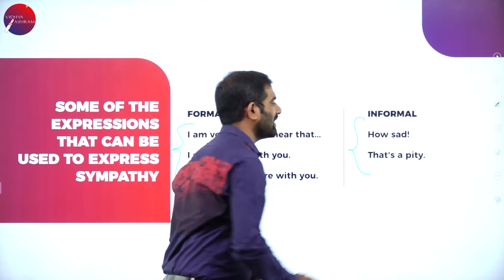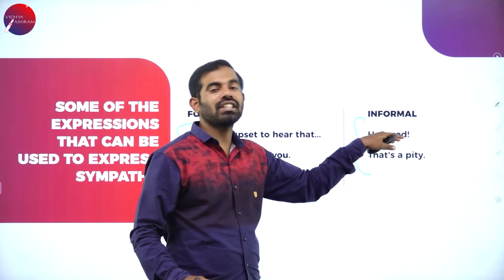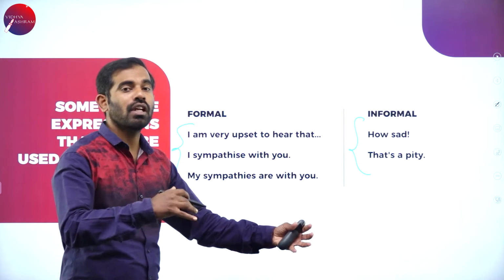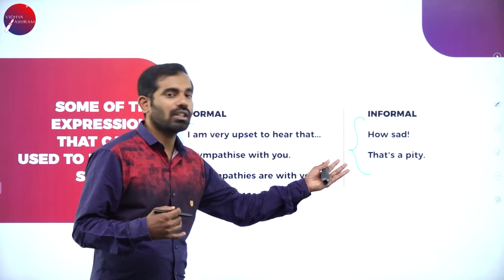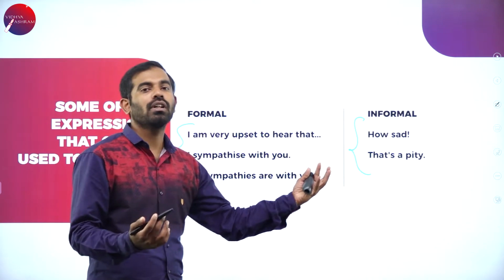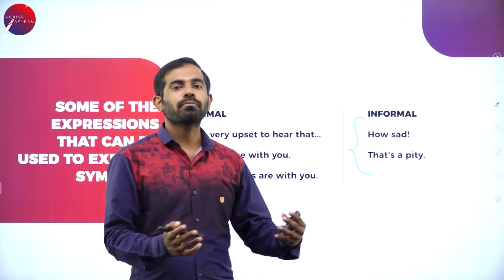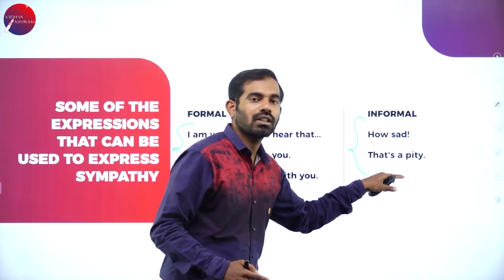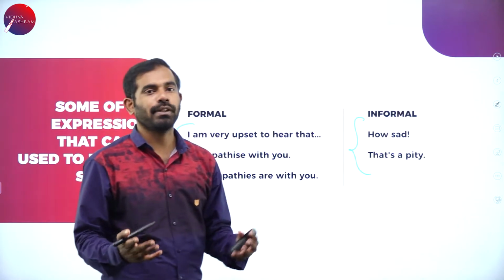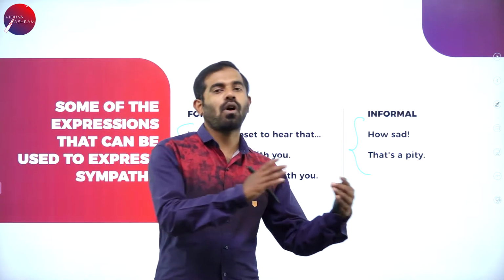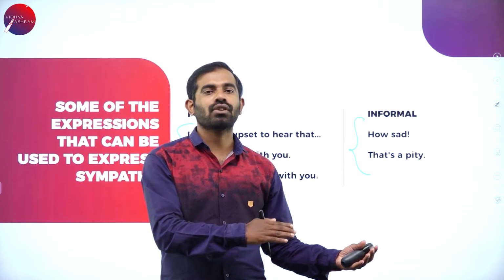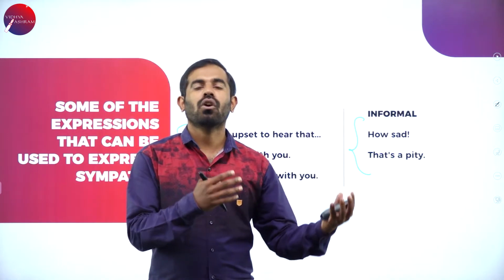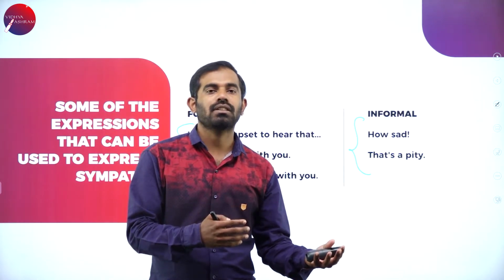Just because they have given here, that doesn't mean you have to only use either of these two. You can also include various conversations. My deepest sympathies, formal or informal, both are good. And somebody comes and tells you somebody has passed away in their family. So how do you express your sympathies? You don't have to say, how sad, that's a pity. You can also develop a conversation. You can also bring in a lot of conversations. My deepest condolences. My heartfelt condolences. My heartfelt sympathies.